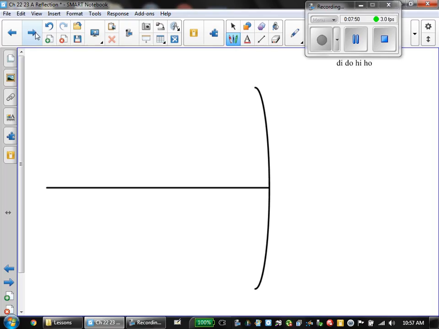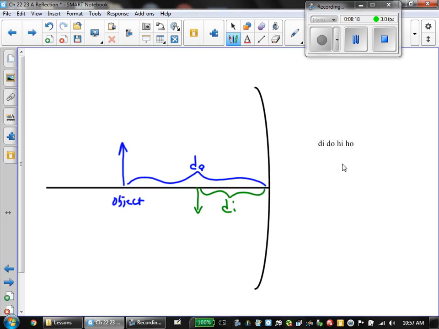Now we also have some vocabulary, and we use the hi-ho, di-do vocabulary. If I place an object, for example right here, this distance of the object to the vertex is do. It's how far the object is from the mirror. If I form an image down here like we just saw, this distance would be di. It's how far away the image is. All of these are relative to the vertex. So it's the distance from the object or the distance from the image to the vertex.